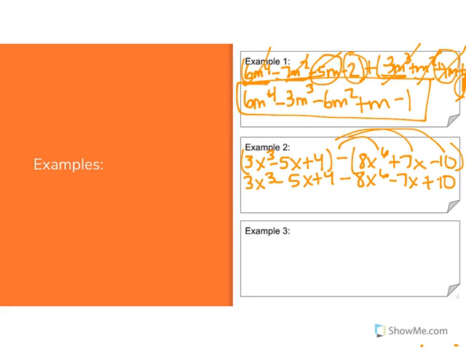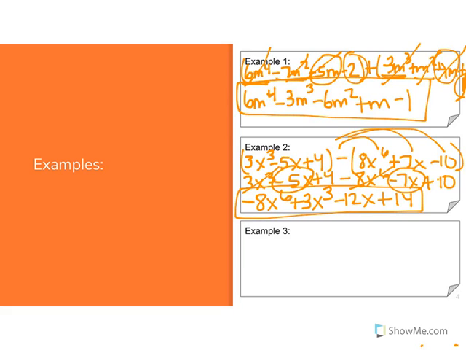So now I'm right back to where I was on example 1 where I can combine like terms. Again, we write it in standard form. So the highest power I have is the 6th power, so I have a negative 8x to the 6th power. Then my next one is going to be the 3x cubed. I have no other terms I can combine with until I get to here, the negative 5x and the negative 7x. So I get a negative 12x, and then 10 plus 4 is 14. And that is my final solution there.